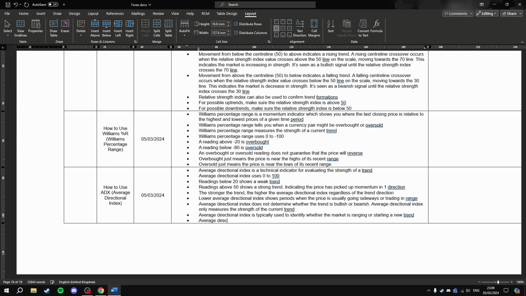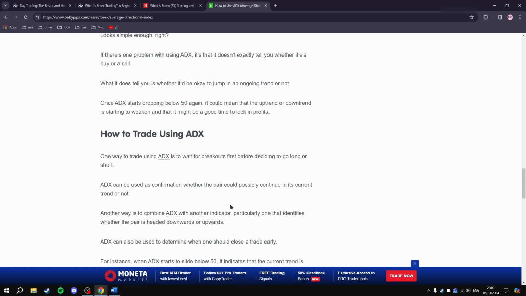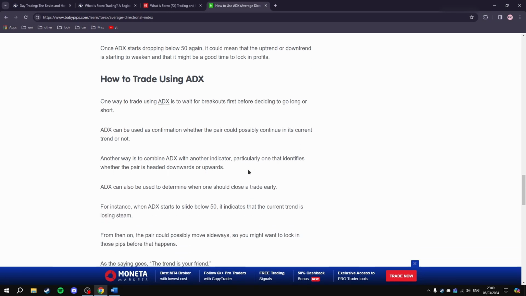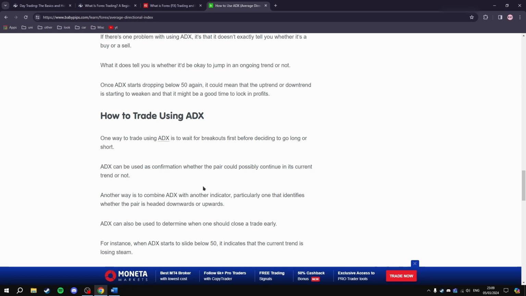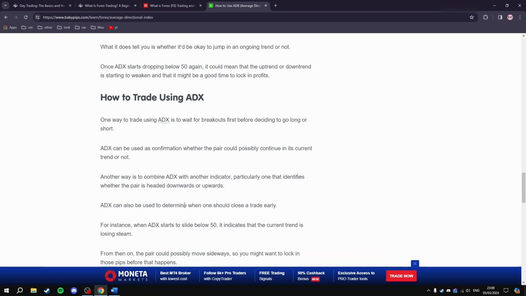Average directional index doesn't inform you of buy or sell. Once average directional index starts dropping below 50 again, it could mean that the uptrend or downtrend is starting to weaken and that it might be a good time to lock in profits.